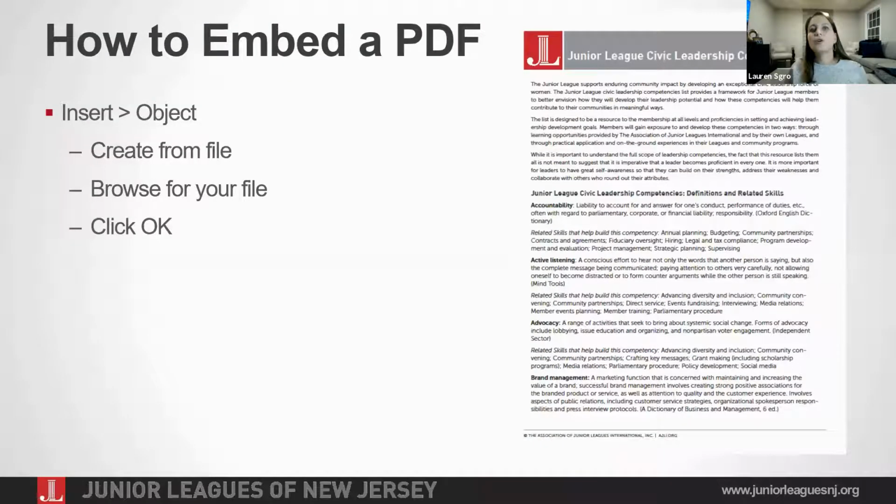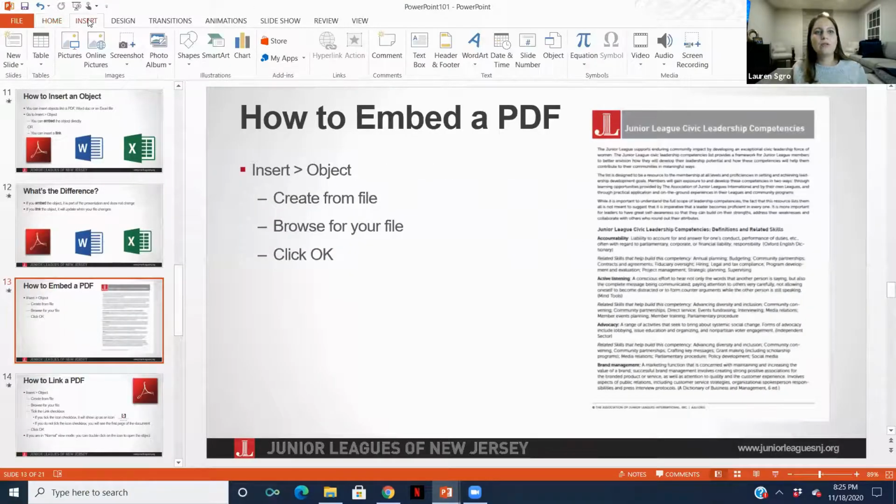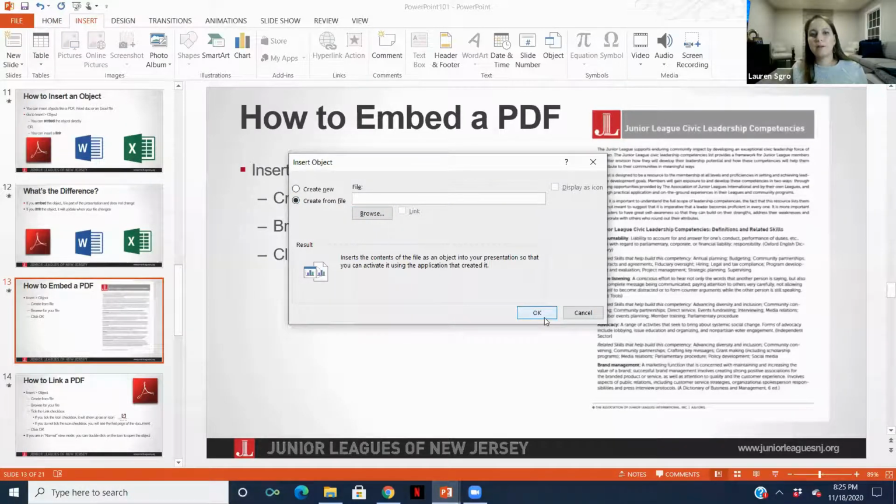Okay, so first embedding, I chose to embed a PDF. This is what it'll look like. It'll show the first page. So what you would do is you go to Insert. I'm going to show you how to do it live. So you go to Insert and Object. Then you go Create from File, and then you select your file, and then you click OK. That's how you embed it.